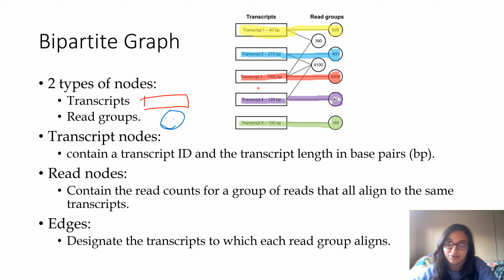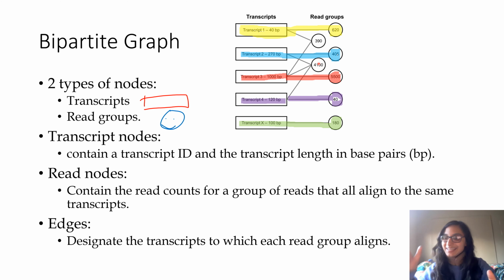So this belongs uniquely to transcript 4, uniquely to transcript X, uniquely to transcript 3, uniquely to transcript 2, uniquely to transcript 1. And then these are the ones that are sharing between transcript 1 and transcript 3, this 390. Transcripts 2, 3, and 4 happen to share this 4100.